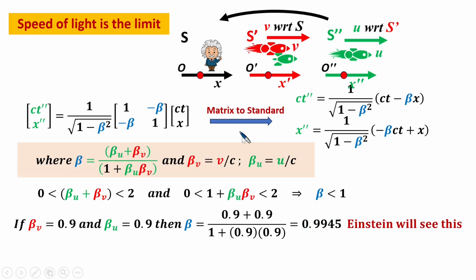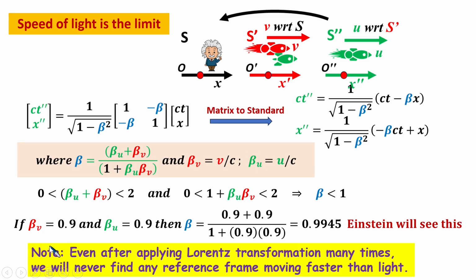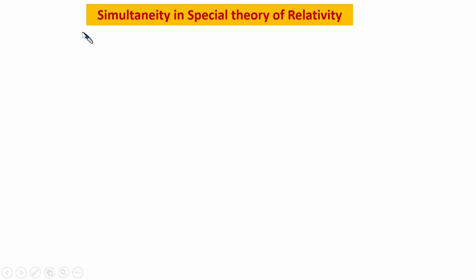So in this frame you will only see it approaching the velocity of light, but by increasing further and further the reference frame, it will never exceed the velocity of light. So here I said note, even after applying Lorentz transformation many times, you will never find any reference frame moving faster than light. Okay, now we will discuss simultaneity in special theory relativity.